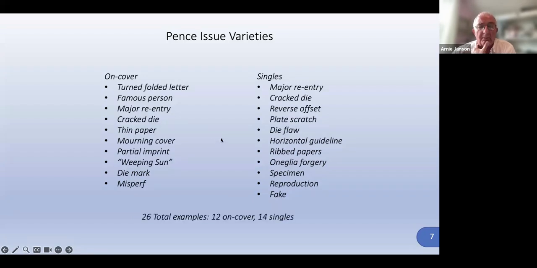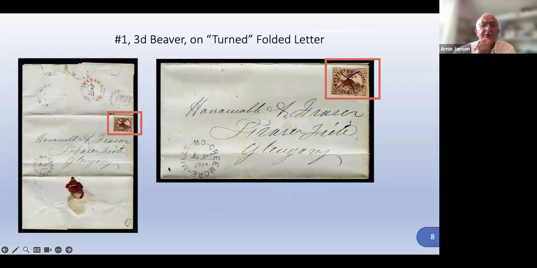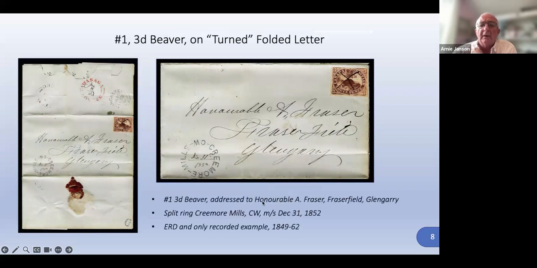26 in total, 12 on cover, and 14 singles. So let's start with number 1. It's the 3-penny on a turned folded letter addressed to a very honorable Alexander Fraser. He was important, had various roles.